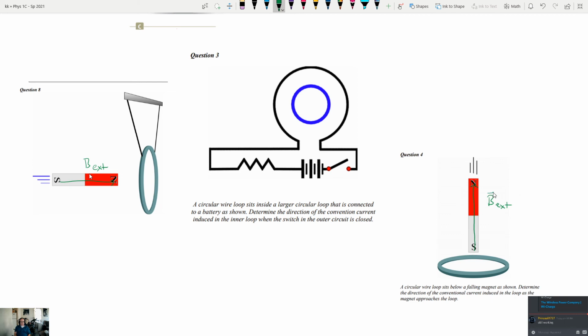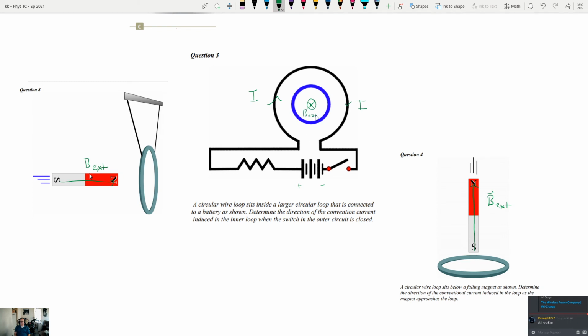And let's see, in this problem, what direction is the current going to go? So this is the plus side of the battery, that's the negative side of the battery, so the current's going to flow around like this. So that's the current in the wire. And if the current flows that way, that means the external magnetic field at the center here is going to go into the page, right? Everybody agree?